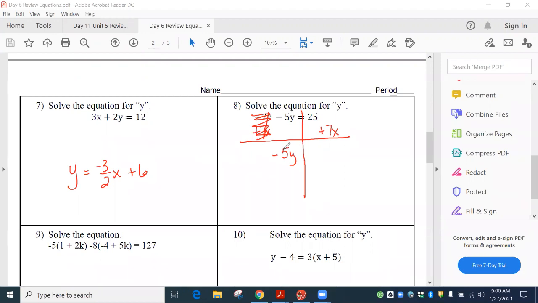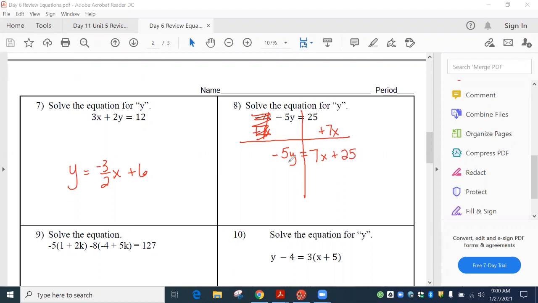All right. So now we never ever combine these because this has an x and this doesn't. But we like for the x to go up front. So we're going to put 7x plus 25 because it's positive. If it was negative, we would put a minus. So whatever, if it's positive, put a plus, negative, put a minus.